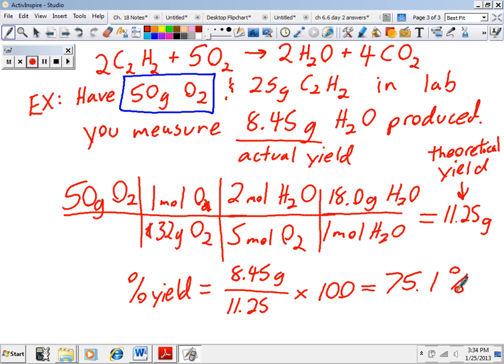That's it for this one. All of your homework questions deal with this exact same process. All right, so go ahead and get working on your homework. And we have one more thing to learn about percent yield tomorrow. See you then.